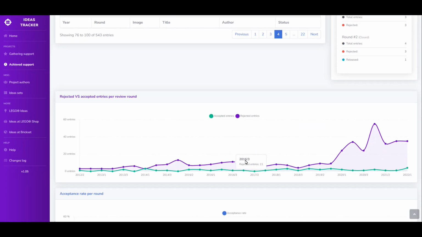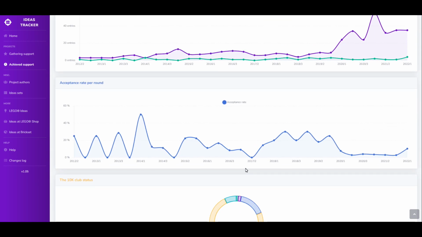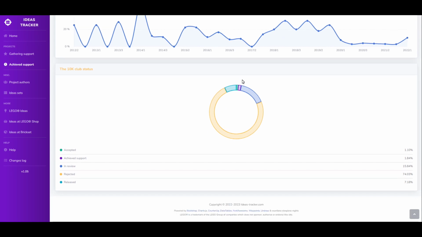There's also a bunch of statistics available here, ranging from the amount of entries accepted and rejected in each round, the overall acceptance rate, and more. Did you know that the first review round of 2014 had the acceptance rate of 50%? We'll probably never see such a number again.